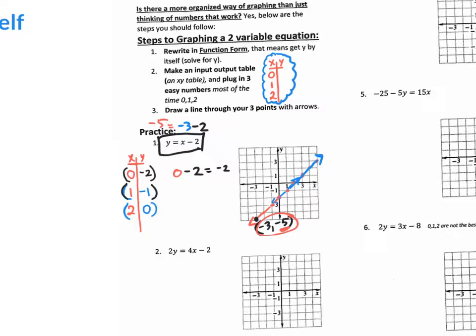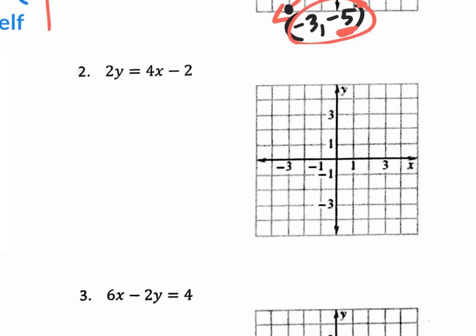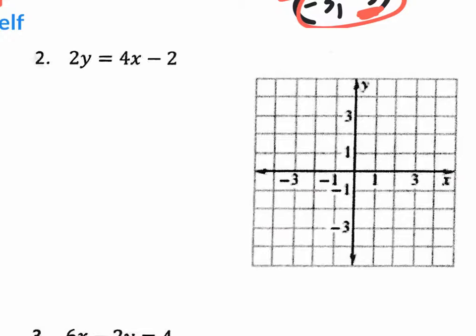Step 1 is to get y by itself. Number 2, is y by itself? No, let's get it by itself. What do I do to get rid of that multiplication of 2? Divide by 2. So check it out.